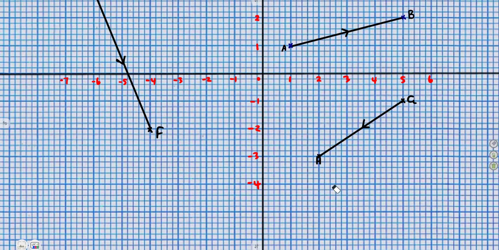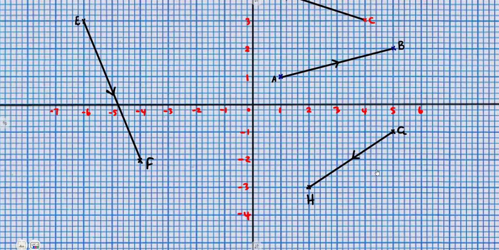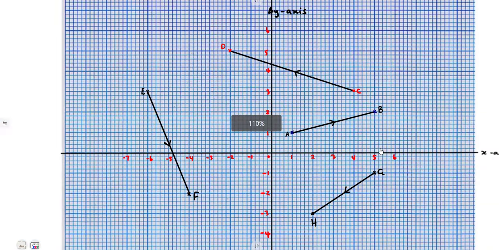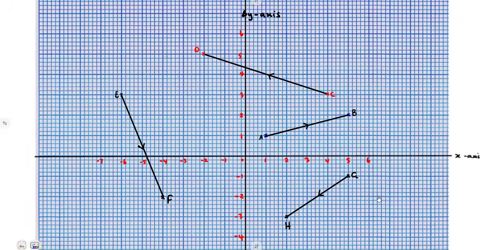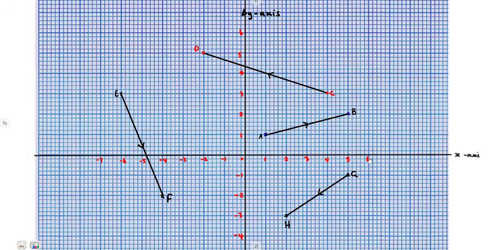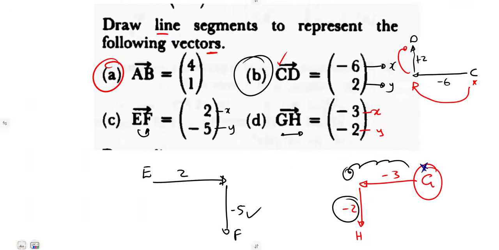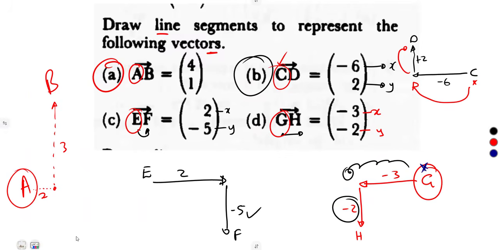So as we can see, we can represent as many vectors as we can on a single Cartesian plane. What we just need is to have a starting point. The first letter is your starting point. So from that starting point, is it A to point B? How many units in the X are you going to move? How many units in the Y are you going to move? You can represent any column vector on your own.